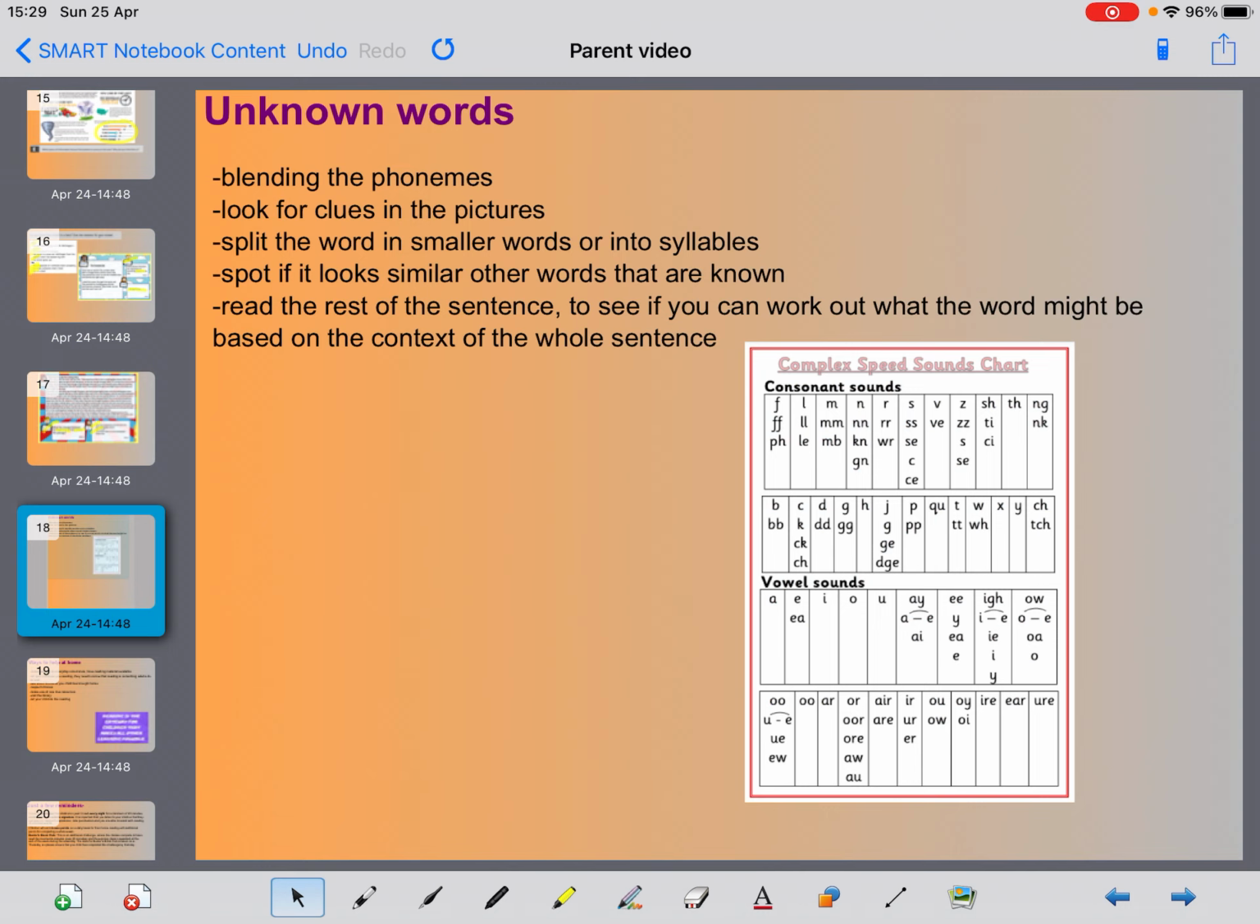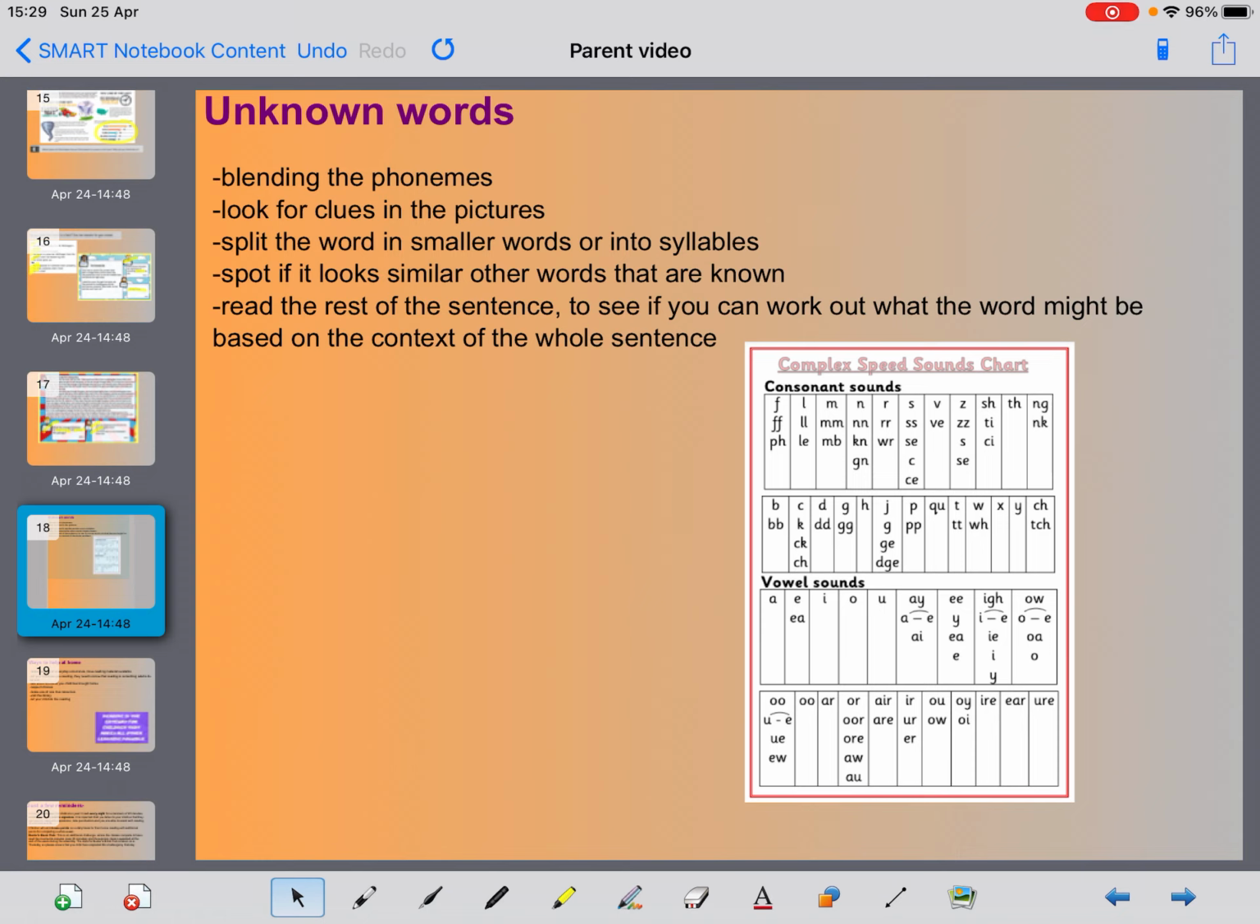When we come across unknown words, which children will come across as they read, here are some tips to help you. You can look for blending the phonemes, so blending the sounds together. Look for clues in the picture. Split the word into smaller words or into syllables. Spot if it looks similar to other words that are known, so it might be a rhyming word, so the end sound might be the same. You can read the rest of the sentence to see if you can work out what the word might be based on the context of the whole sentence.